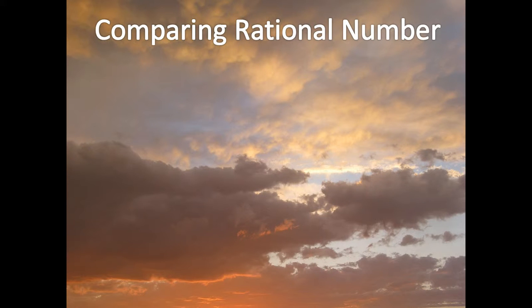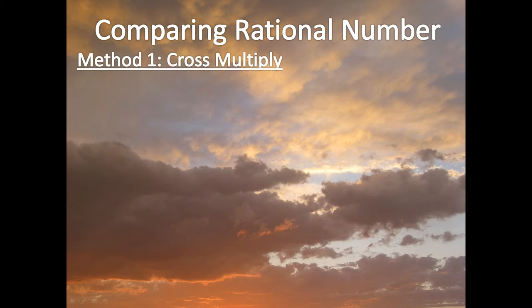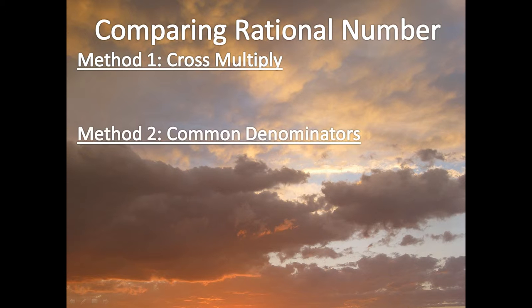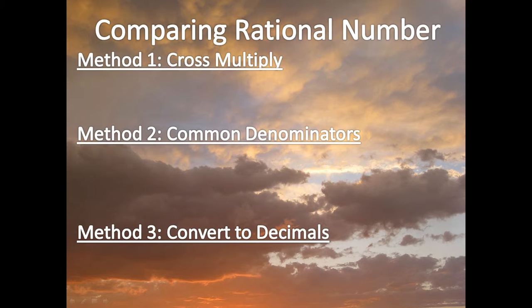All right, next we're going to talk about comparing rational numbers. So there are 3 methods that we have when we compare rational numbers. We can cross multiply, we can find common denominators, or we can convert to decimals. So let's take a look at the first method of cross multiplication.